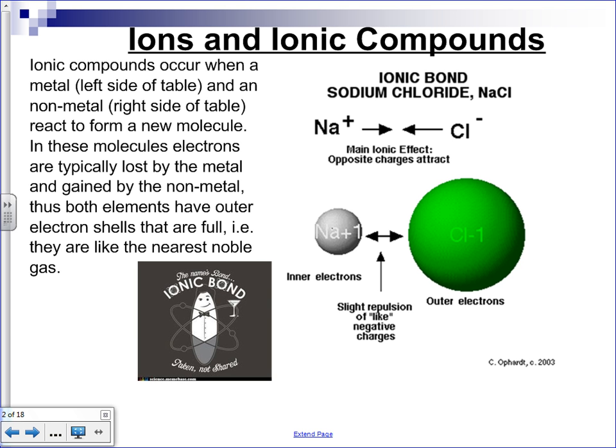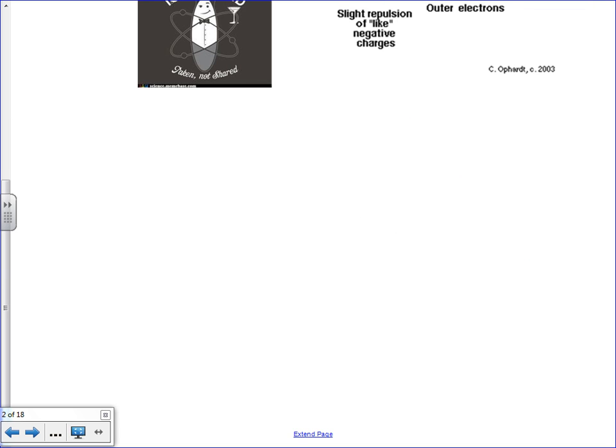Okay, so we've got sodium here and chlorine here. This is your typical ionic compound, sodium chloride, table salt. We're taking a metal. Sodium is a metal and has a +1 charge because when it gets into a compound, it gives up an electron. So if we draw a Bohr model of sodium, this is what it looks like.